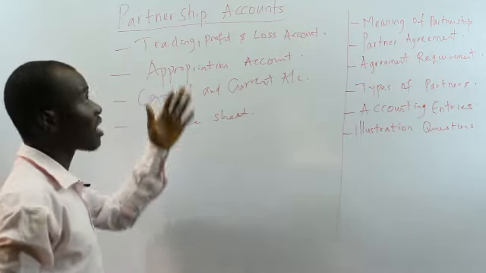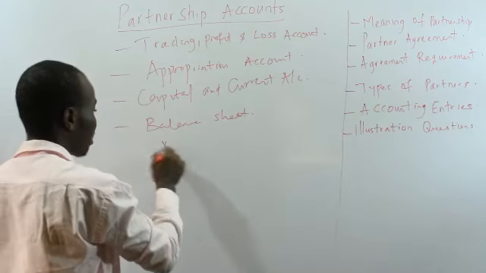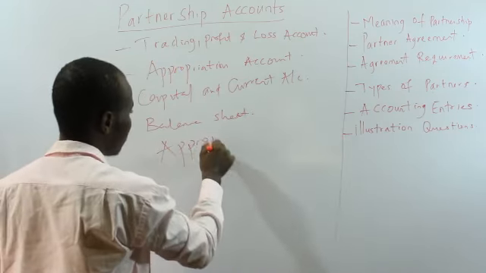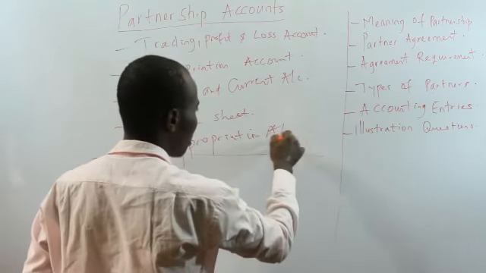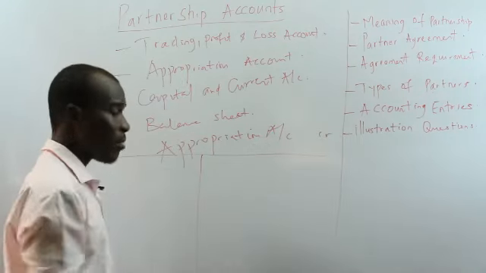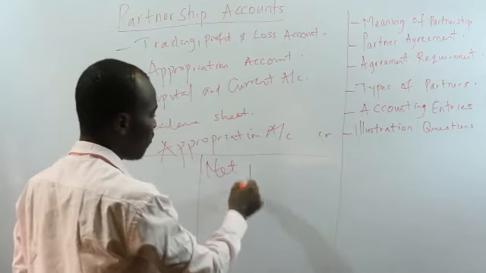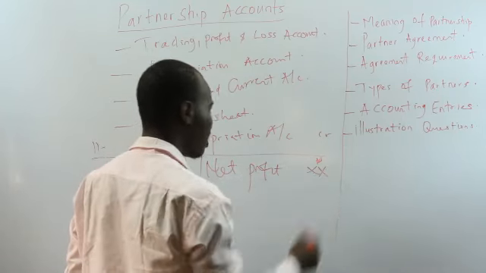So the trading profit and loss account, we've spoken about that. Now we can move to the appropriation account. The appropriation account looks thus. We have been given the rule. So in the appropriation account, we have the credit and debit. The net profit within the period will be brought down from the profit and loss account. So net profit brought down.